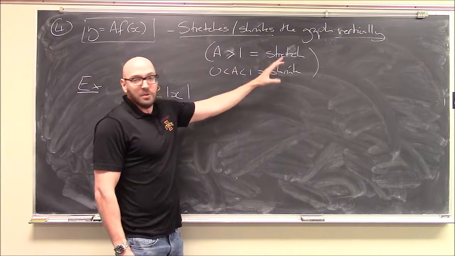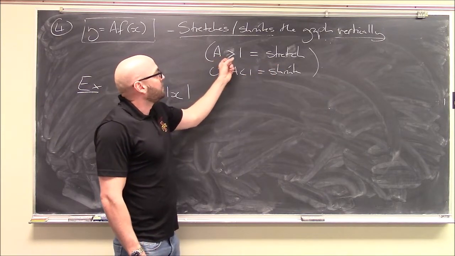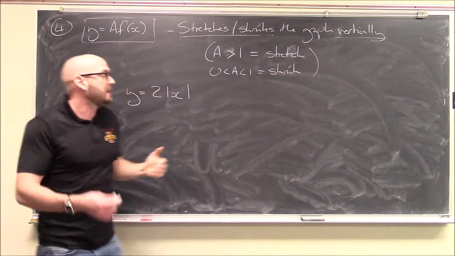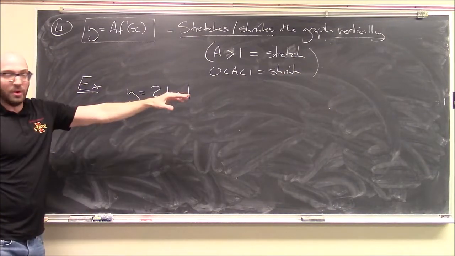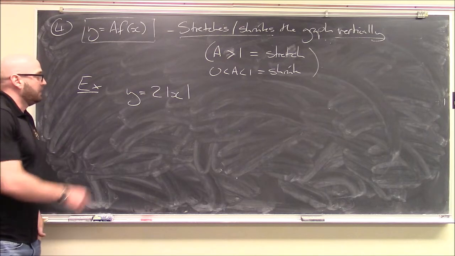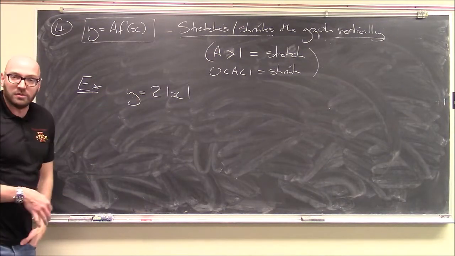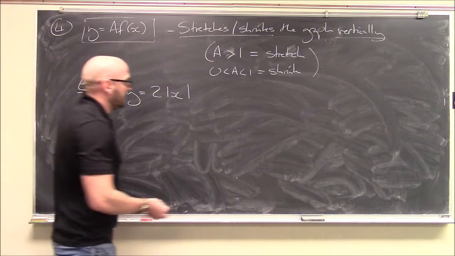And when does which case occur? Well, if a is a positive value bigger than 1, you get a stretch. Meanwhile, if a is a positive value between 0 and 1, then you get a shrinking. So for example, let's draw the graph of y equals 2 times the absolute value of x.